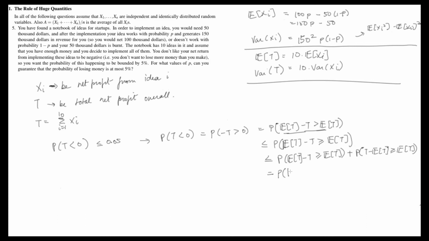inequality likes. So what we're saying in this line is that the probability that expectation of t and t are more than expectation of t apart, or the distance between these two numbers is more than expectation of t, that's the event the probability above, or the line above, is bounding or is equal to. So we can just substitute that by the absolute value sign.